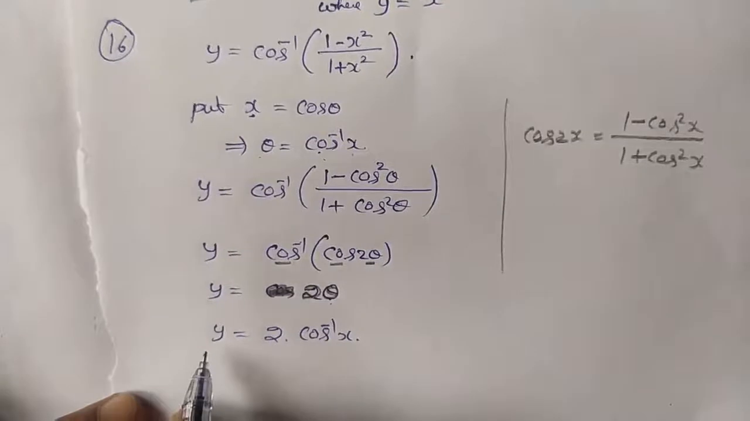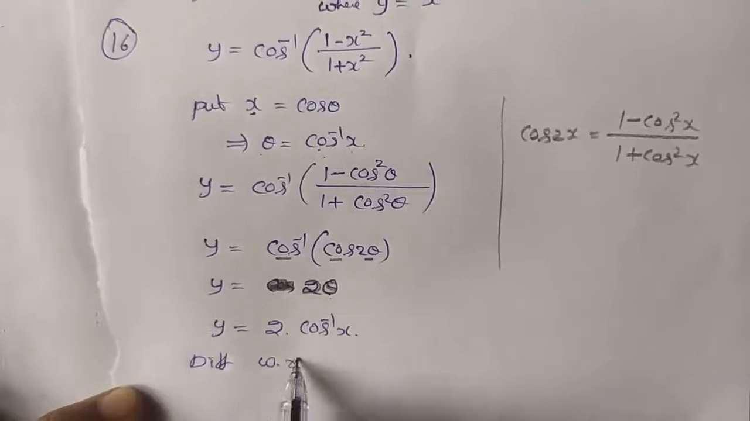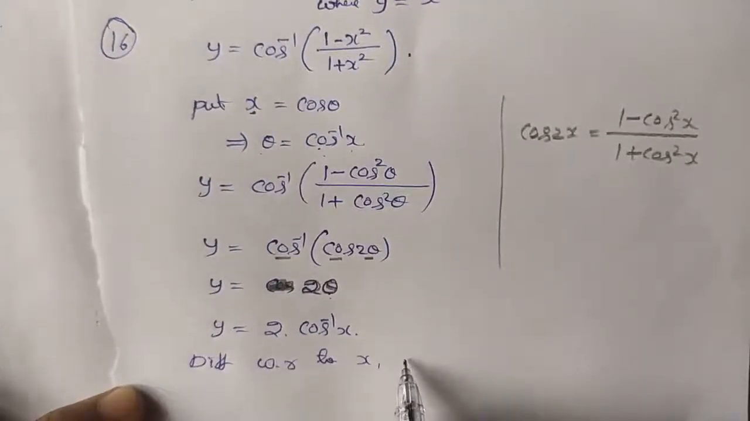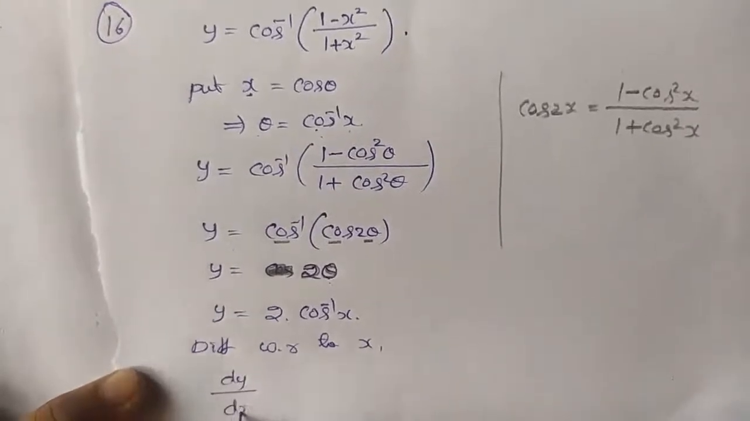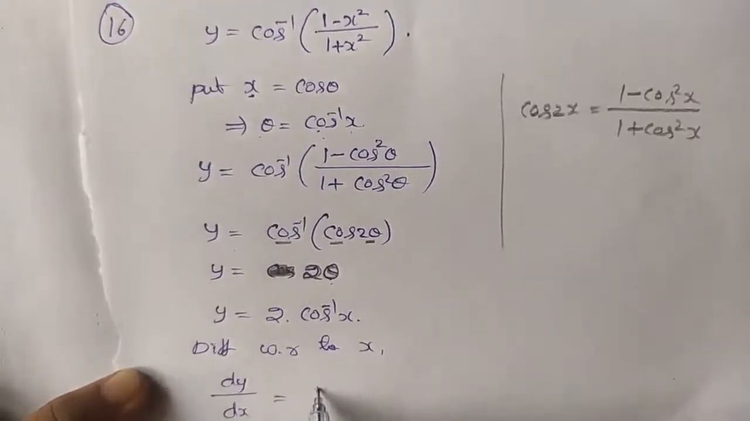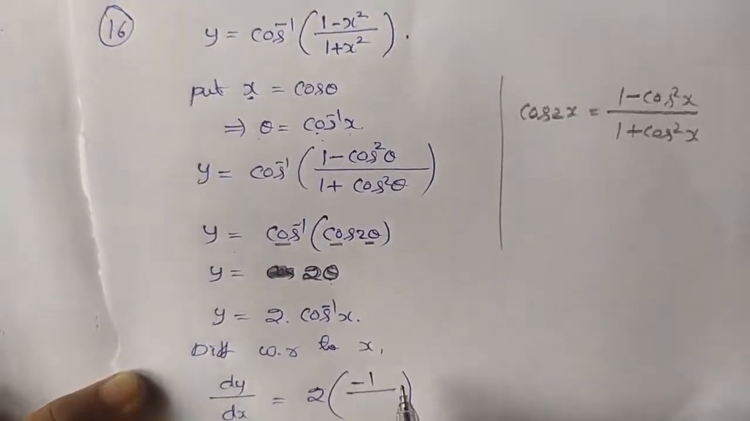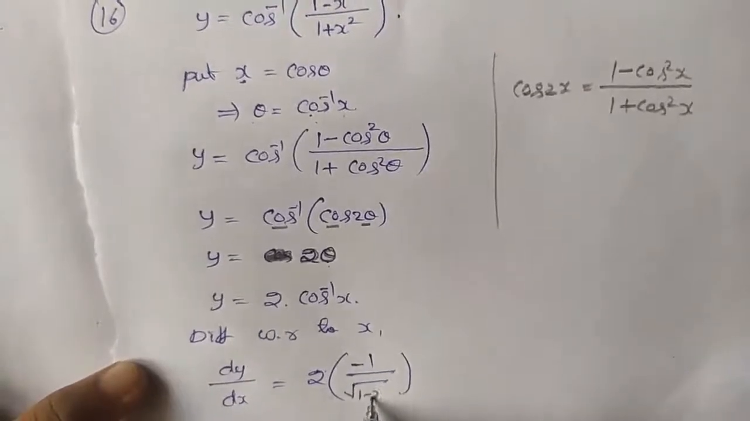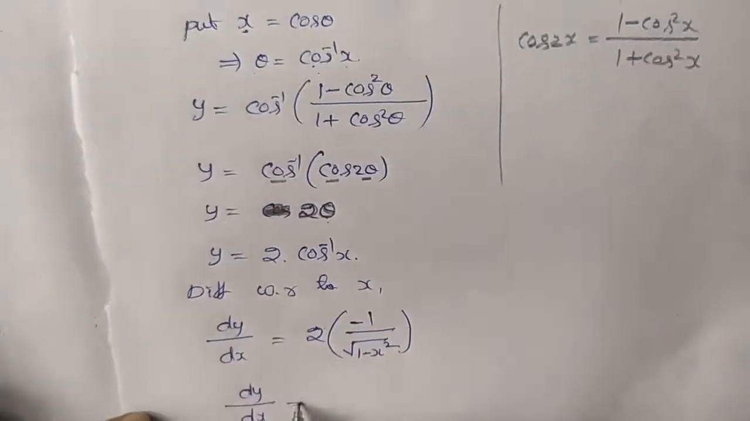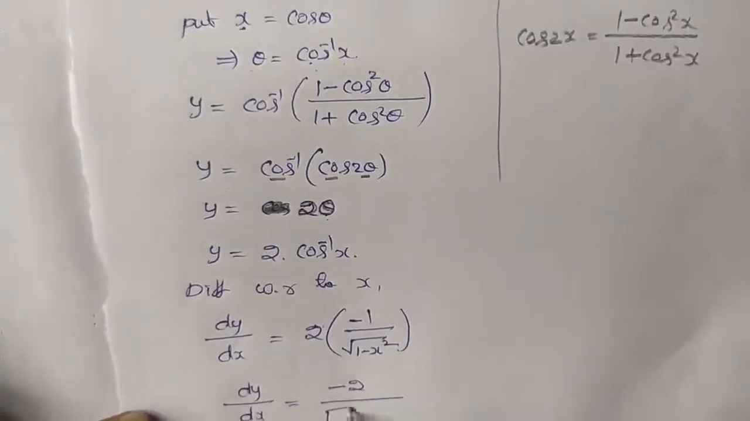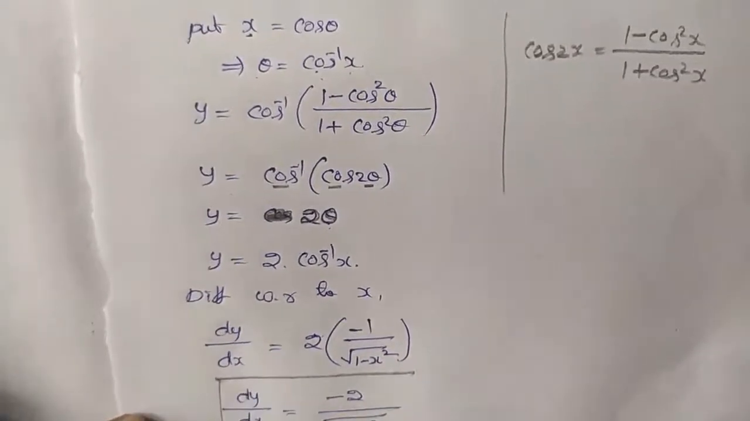Now let us differentiate with respect to x, because we need to find dy by dx. dy by dx equals 2 into differentiation of cos inverse x, which is minus 1 divided by square root of 1 minus x square. Then after the simplification, dy by dx equals minus 2 divided by square root of 1 minus x square. Hence it is the solution for the 16th question.